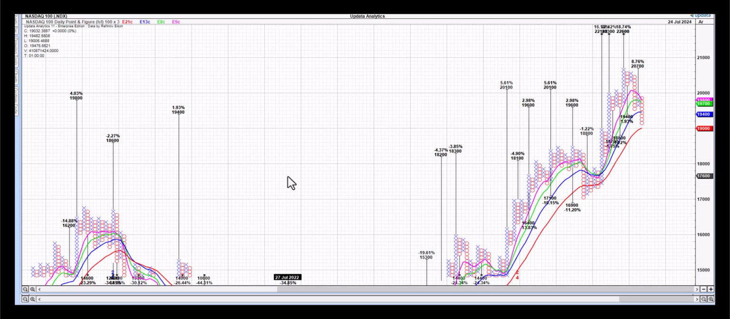Morning traders, Richard Jeremy. Quick point and figure chart review of the NASDAQ 100 index.